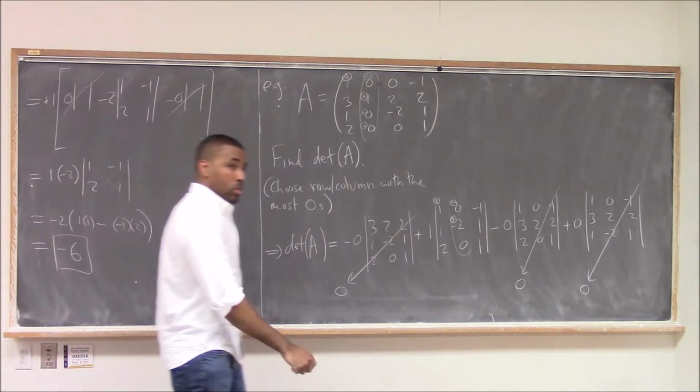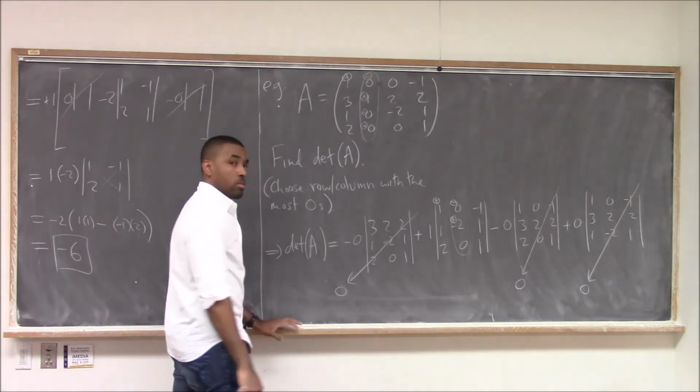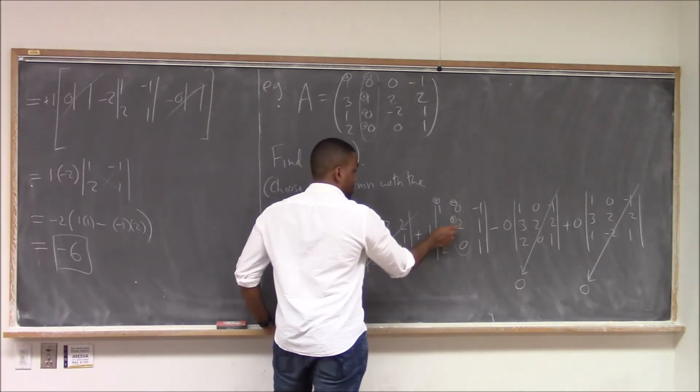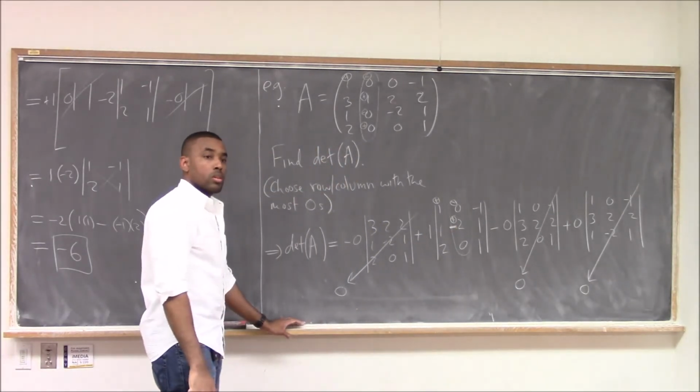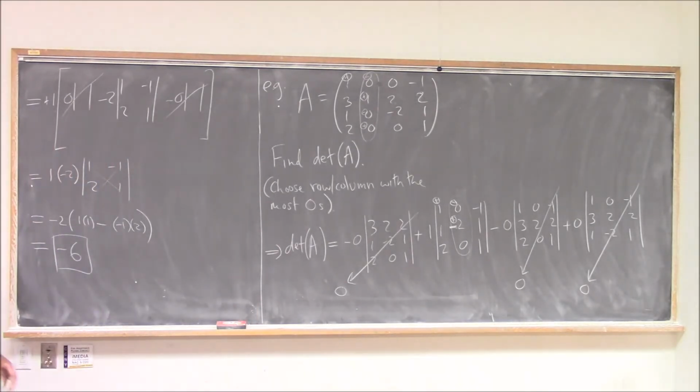But why would that 2 be negative? Wait. It's negative here. Oh. Plus negative. It's plus times a negative 2. Okay. Plus 1 times a negative 2.